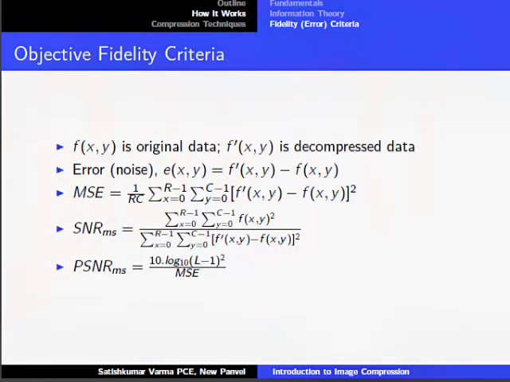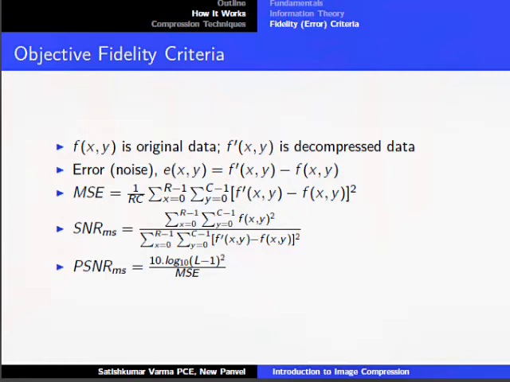There are two different types of compression techniques, lossy and lossless. Recall f of xy, g of xy and f cap xy. In lossy compression techniques, f of xy is not equal to f cap xy. Lossy compression techniques give more compression ratio at the cost of information loss. This information loss is termed as error.